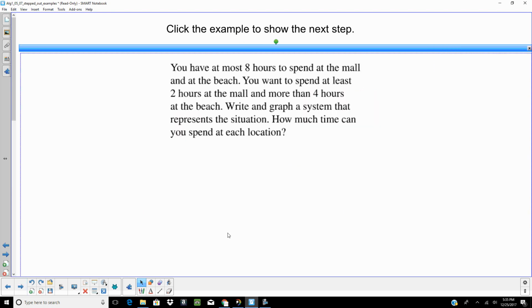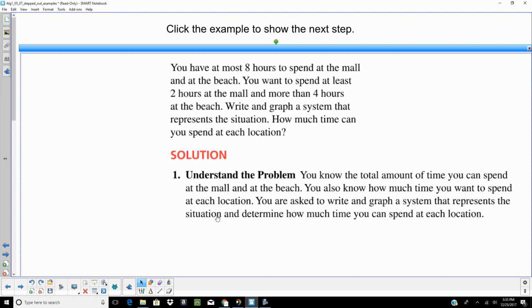All right, let's do a word problem. You have at most 8 hours to spend at the mall and at the beach. You want to spend at least 2 hours at the mall and more than 4 hours at the beach. We want to write and graph a system that represents the situation. And then they're asking us, how much time can you spend at each location? Well, I would look at my graph and see where my shaded region is.